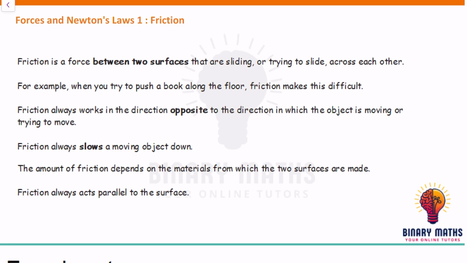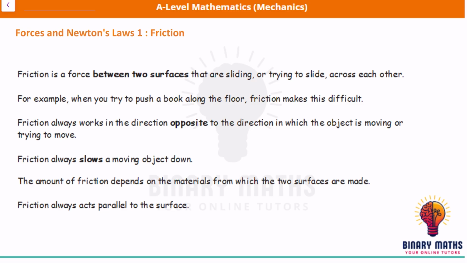So friction is a force between two surfaces that are sliding or trying to slide across each other. For example, when you try to push a book along the floor, friction makes this difficult. Friction always works in the opposite direction to the direction in which the object is moving or trying to move. Friction always slows the moving object down. The amount of friction depends on the materials from which the two surfaces are made. Friction always acts parallel to the surface.